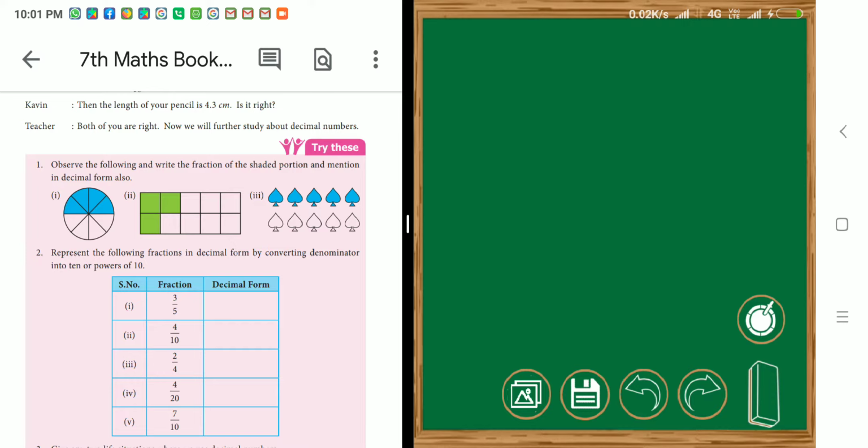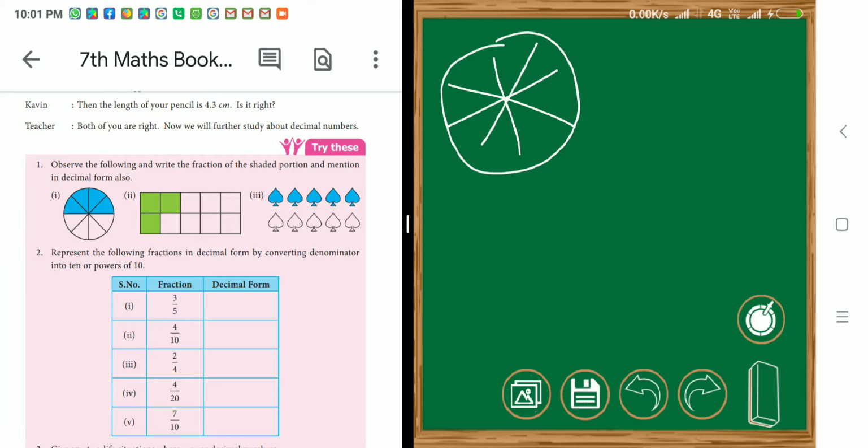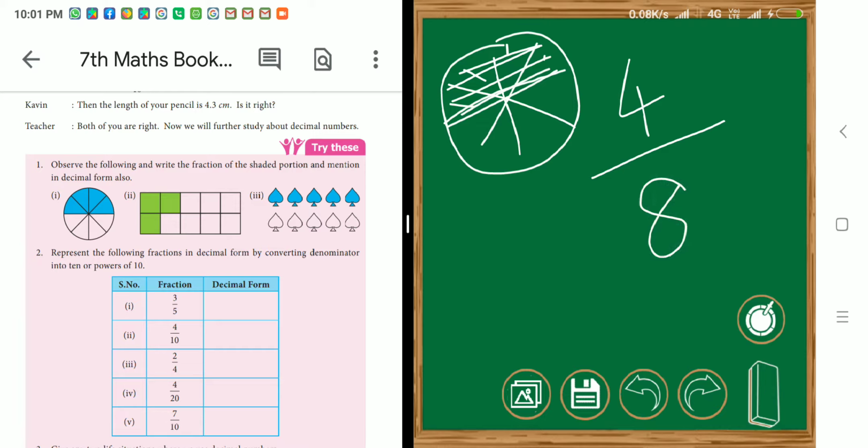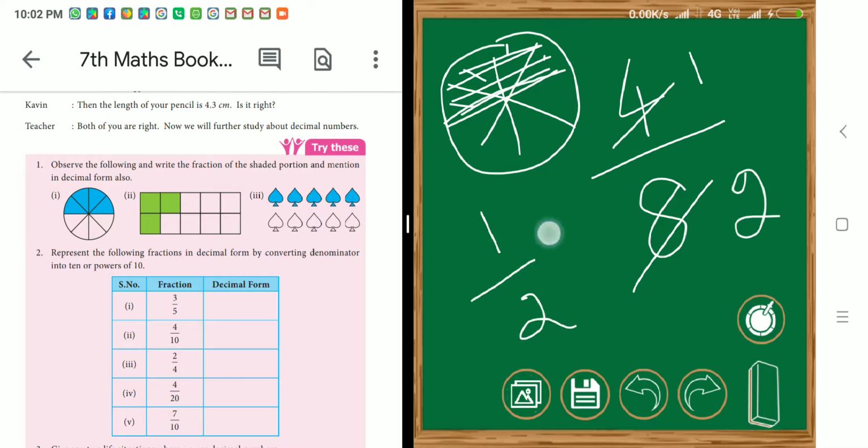The first figure is divided into 8 equal parts. Out of the 8, 4 are colored: 1, 2, 3, 4. So write the fraction. In the numerator, write the shaded part, and in the denominator the total number of parts, including both shaded and unshaded. You will get 4 by 8. You can simplify this using the 4 table. 4 goes 1 time and 8 goes 2 times. So you get 1 by 2. This 1 by 2 can be written as 0.5. This is the first answer.